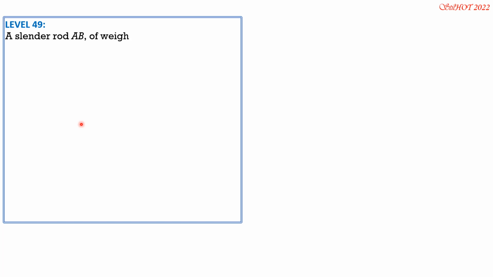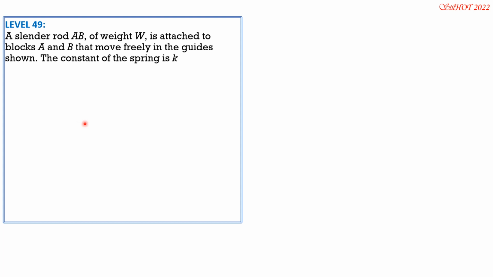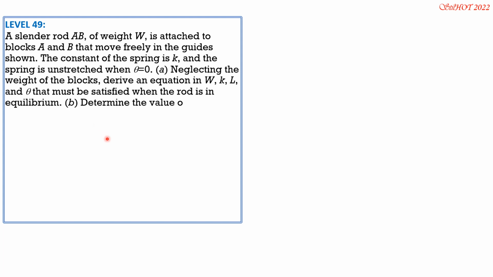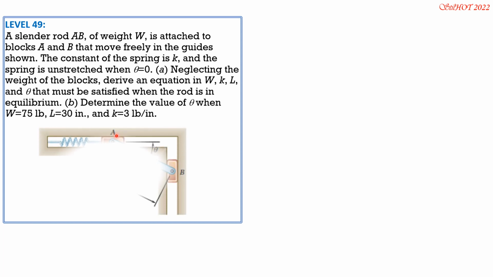A slender rod AB of weight W is attached to blocks A and B that move freely in the guide shown. The constant of the spring is K and the spring is unstretched when theta is 0. Letter A, neglecting the weight of the blocks, derive an equation in W, K, L, and theta that must be satisfied when the rod is in equilibrium. Then B, determine the value of theta when W is 75 pounds, length L is 30 inches, and K, the spring constant, is 3 pounds per inch.